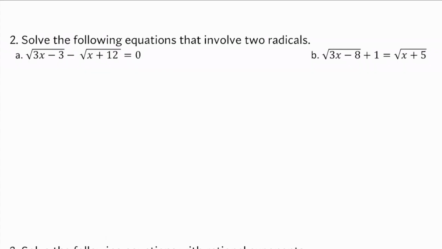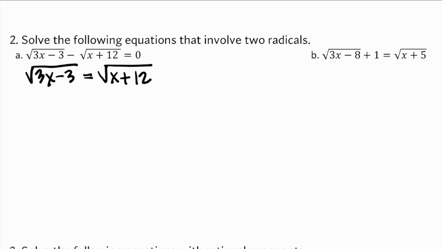Right, now we're going to solve some equations that have two radicals. Okay, so I think the key is, if possible, we want to put it as radical equals radical, so we can just square both sides and have everything work out nice. This one's going to work out that way. I'm going to add that second root to both sides and say I've got the square root of 3x minus 3 equals the square root of x plus 12.